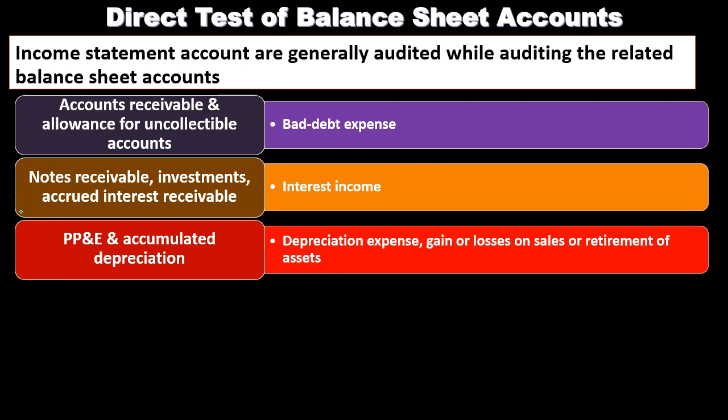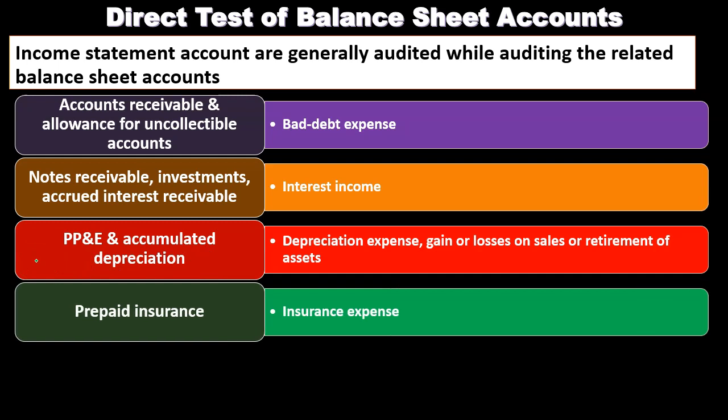The property, plant, and equipment and accumulated depreciation accounts, the balance sheet accounts that we have audited. We'll also be auditing the income statement accounts as we went through those balance sheet accounts, including depreciation expense, gain or loss on sale or retirement of assets. These are things that are just naturally going to have to be audited, in essence, at the same time because they will be related to the balance sheet account.